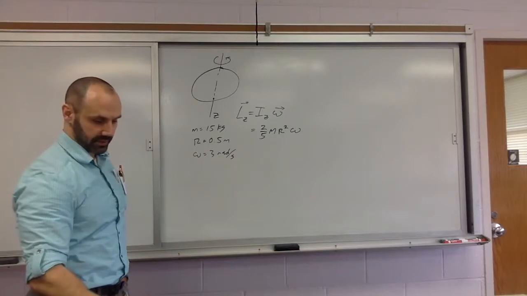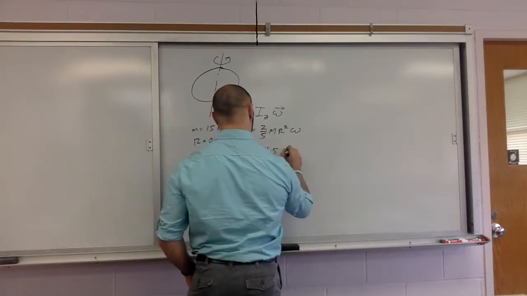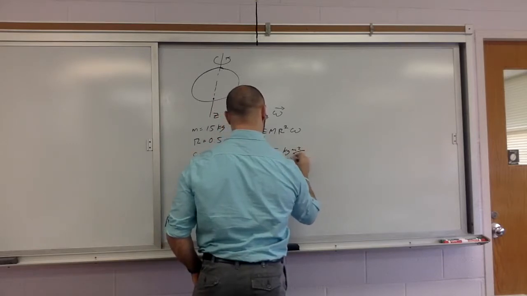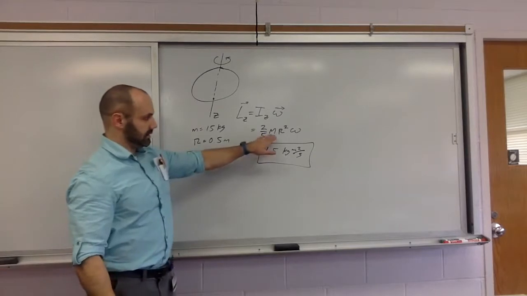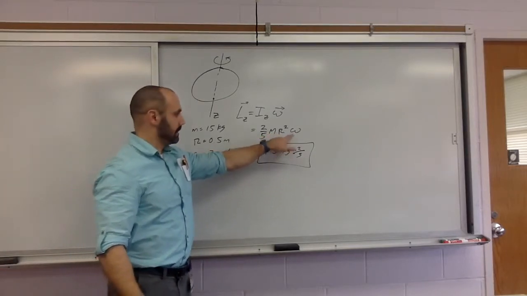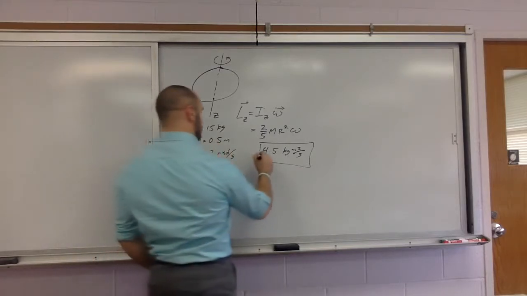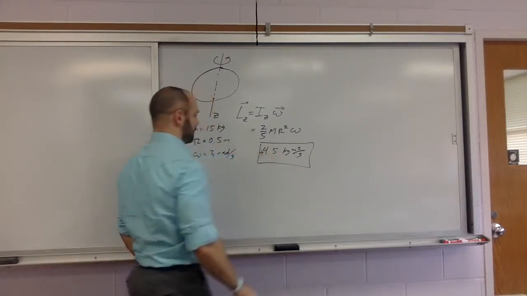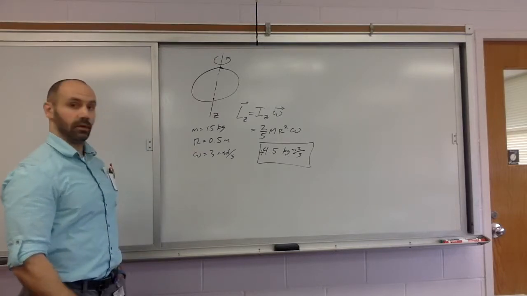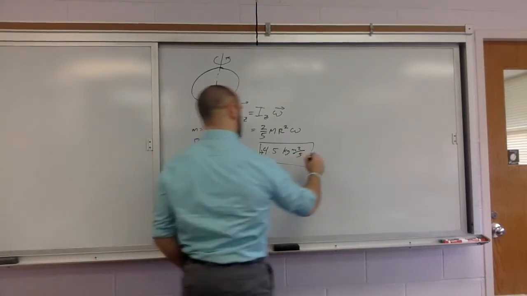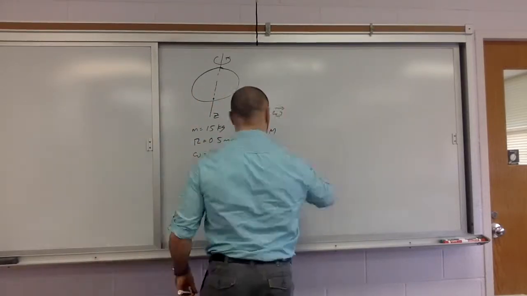The rest of this is just plugging in numbers, and I believe you get 4.5 kilograms meters squared per second. This one I actually have solved, right? This is 15.5 and 3. And so this ends up being, we can say, positive 4.5 kilogram meters squared per second. Or we could say up, right? Because if you curl around this way, it's in the upward direction.